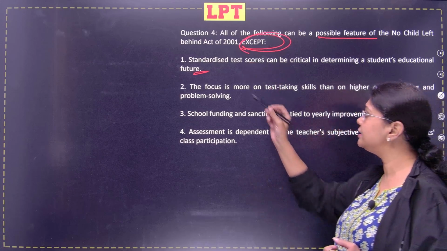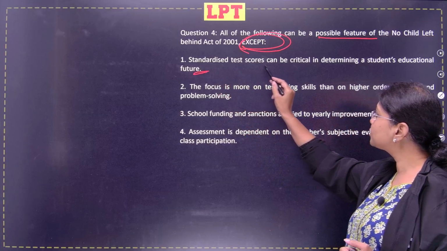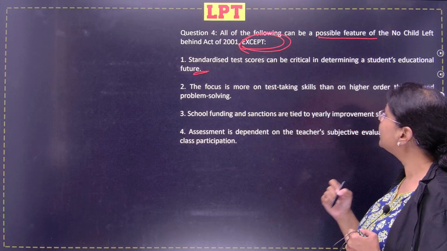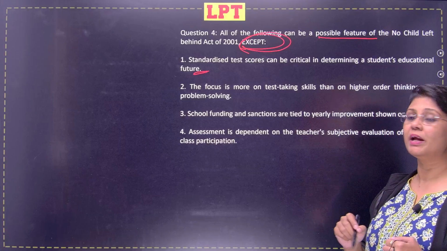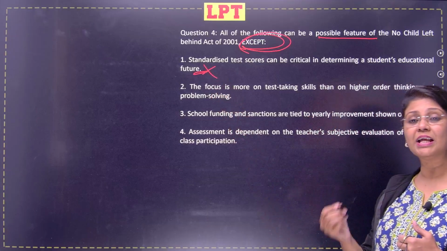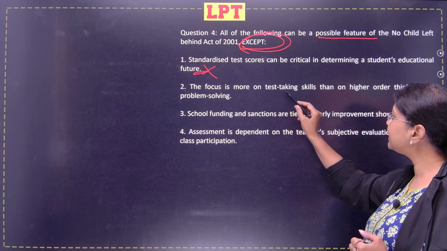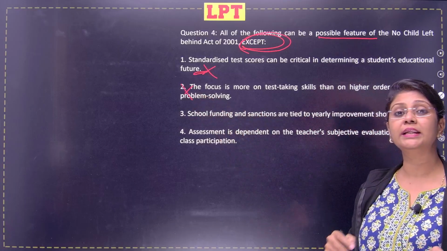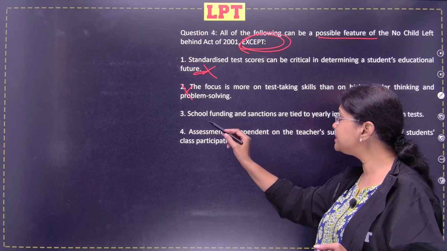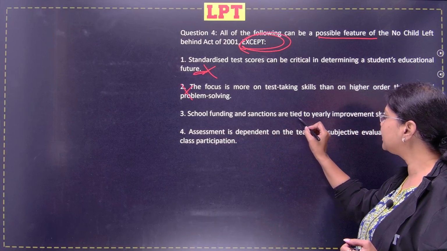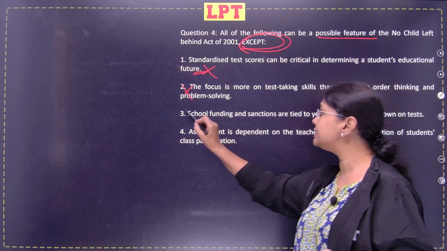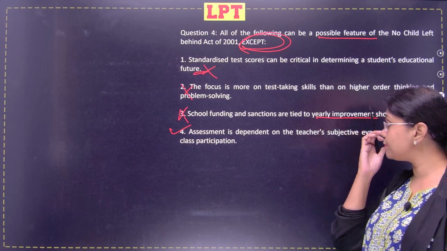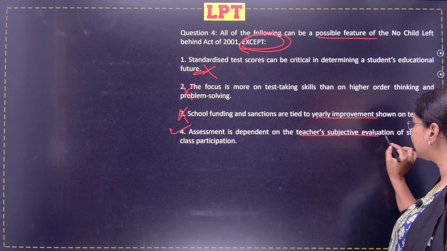Let's evaluate these choices. First one says standardized test scores can be critical in determining a student's educational future. Now this is of course a feature of No Child Left Behind, so this will not be the answer choice. Second says the focus is more on test taking skills than on higher order thinking and problem solving. Now this is also the negative fallout of metric fixation. Third one says school funding and sanctions are tied to yearly improvement shown on tests. Again, this is based on metric fixation. The answer should be the fourth one. It says assessment is dependent on teacher's subjective evaluation.